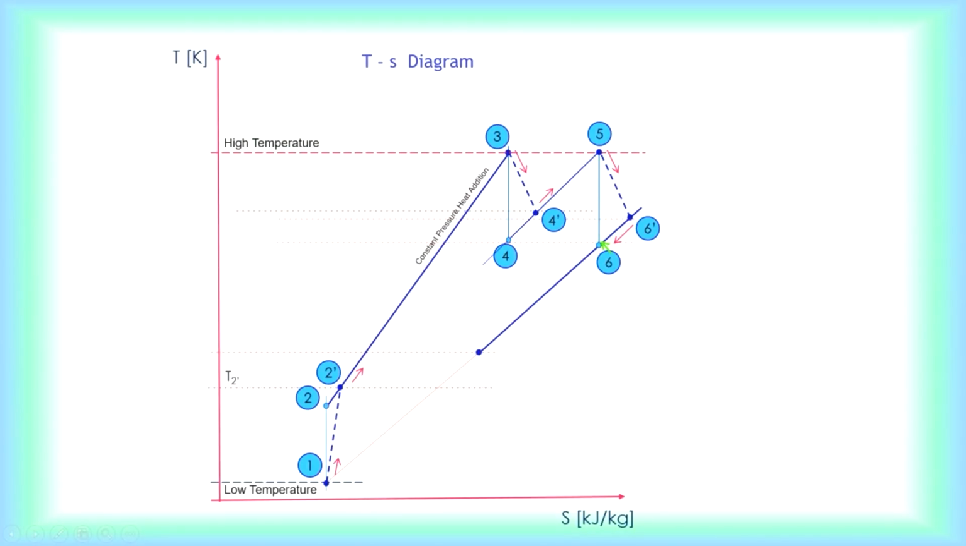This would be your low pressure turbine, LPT. And if you consider the irreversibilities within the turbine, you have 5 to 6 prime. That's your TS diagram.